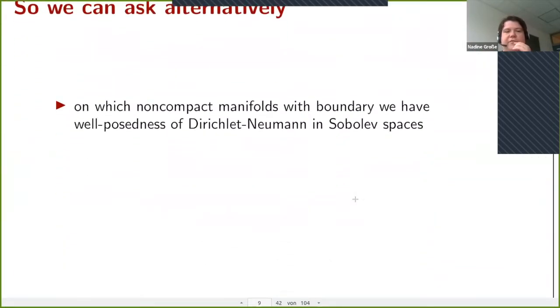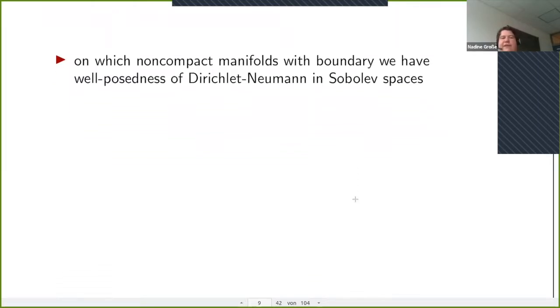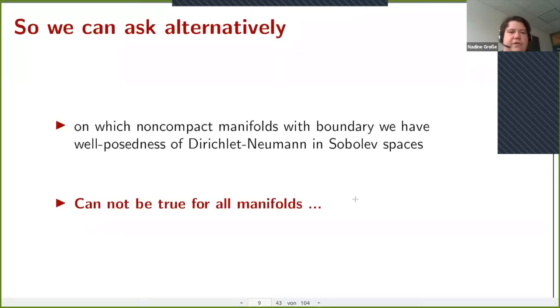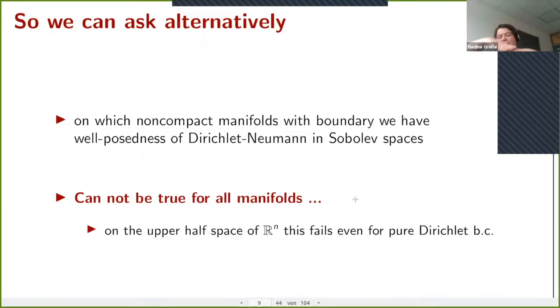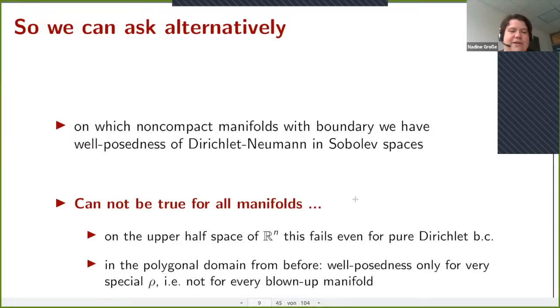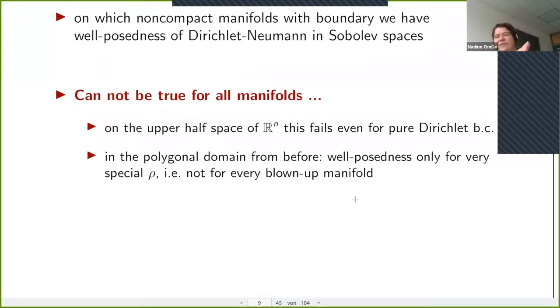So you could ask on which non-compact manifolds with boundary we have such well-posedness of Dirichlet-Neumann problems in Sobolev spaces. Of course, this cannot be true for all manifolds, because already on the upper half space this pure Dirichlet boundary condition is simply not true. And because we know it's not true for any polygonal domain, you have to choose the weight function. It's not unique, but you are not very free. It's more or less the asymptotics near the corners that gives you whether it works or not. So it cannot be working for every blown-up manifold.